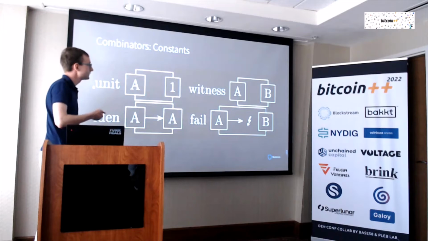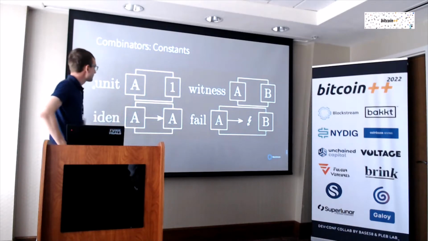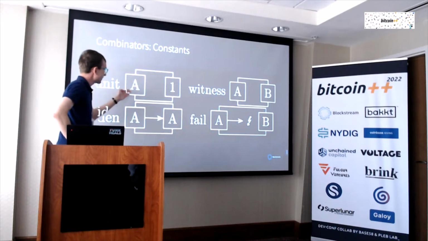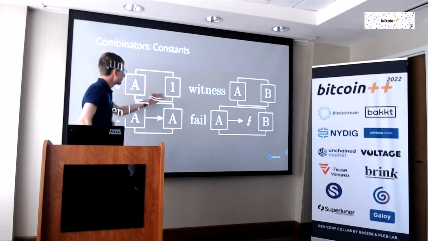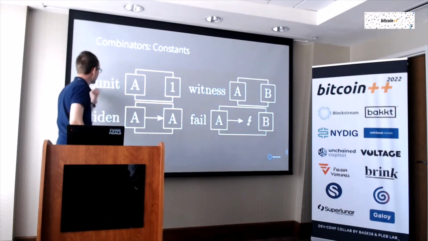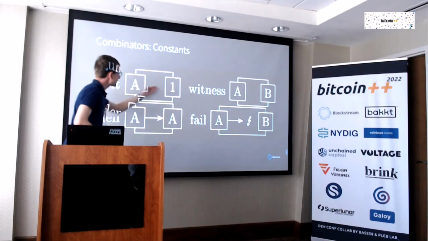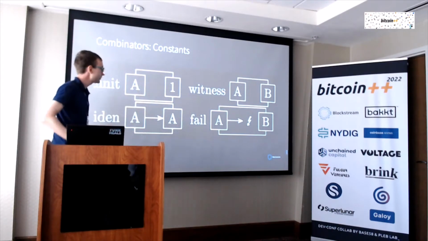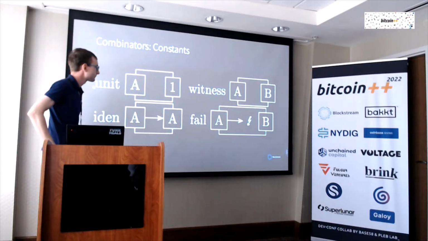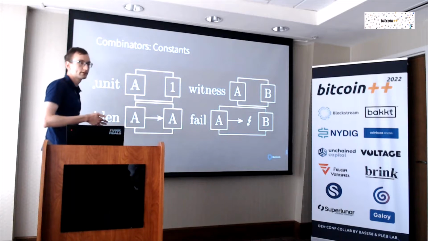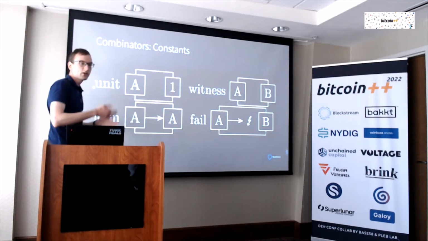Remember, the combinators are used to create these terms. And this is a circuit that takes a value of type A, and then it produces a value of type 1, which is the unit type. And in the case of the unit combinator, there is no connection between those two. It just produces unit all the time. It just produces the empty tuple as a constant. And by combining this with other combinators, we can also add any constant we want. Any bit, any witness, anything you want.